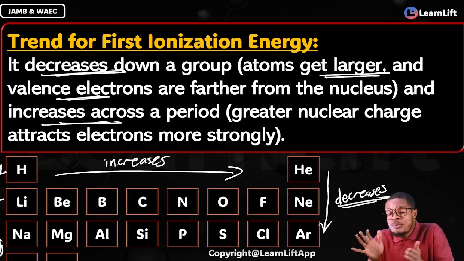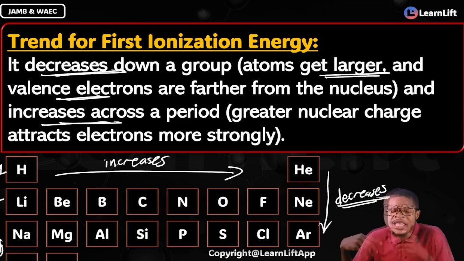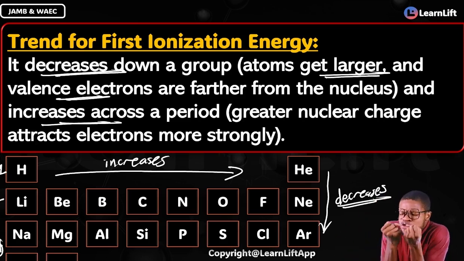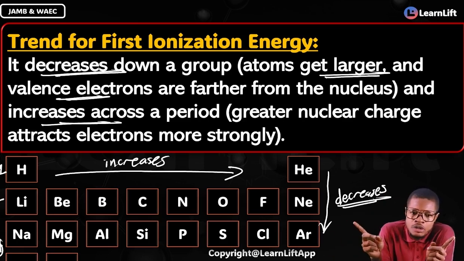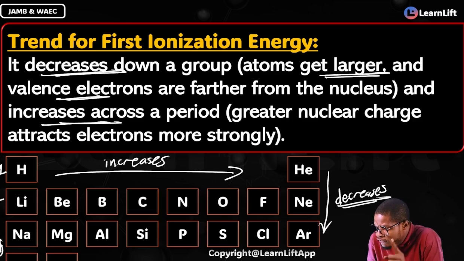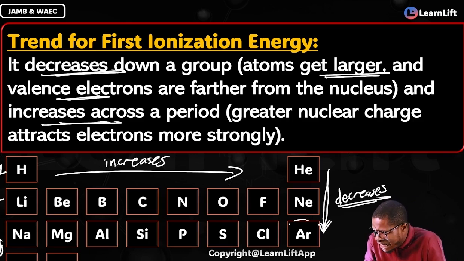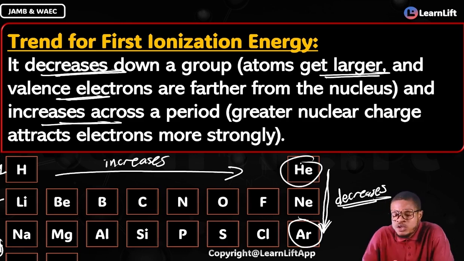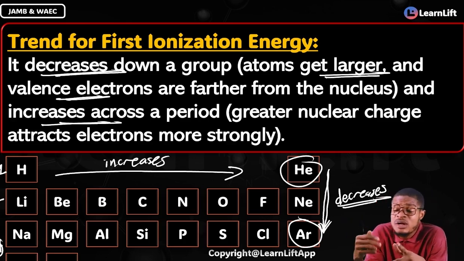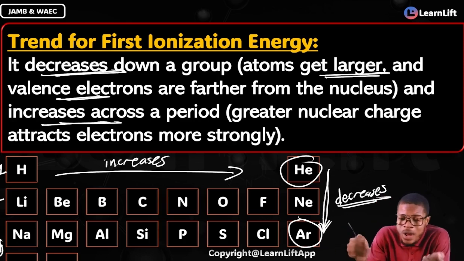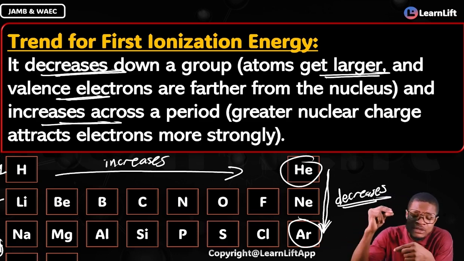But in your group 1, you need stronger energy to remove the valence electron. In your period 1, you need stronger energy to remove the electron. So as you are coming down, don't forget that you are coming down the group. Like argon and helium, which one needs stronger energy to remove the valence electron? Of course, you need stronger energy for your helium compared to your argon. Why? Because the size of your argon is larger than that of your helium.